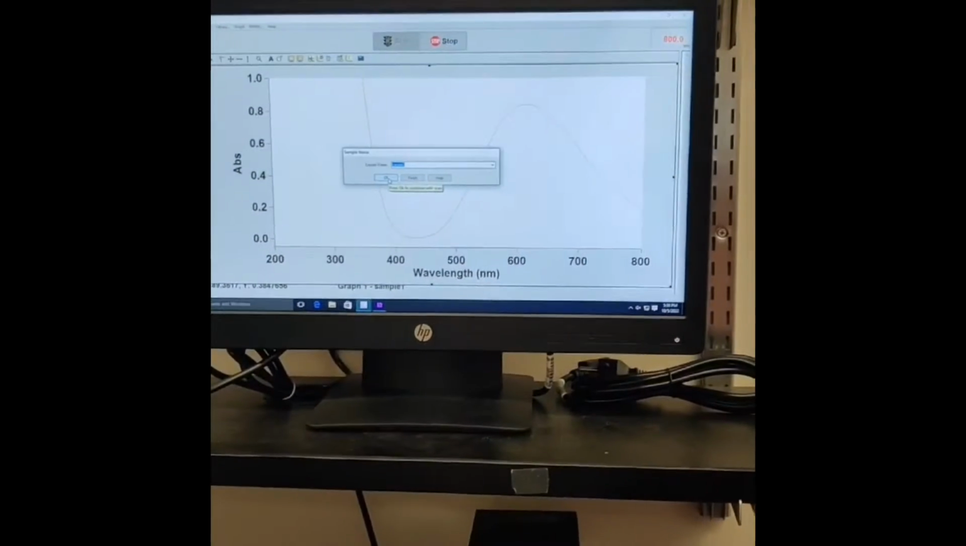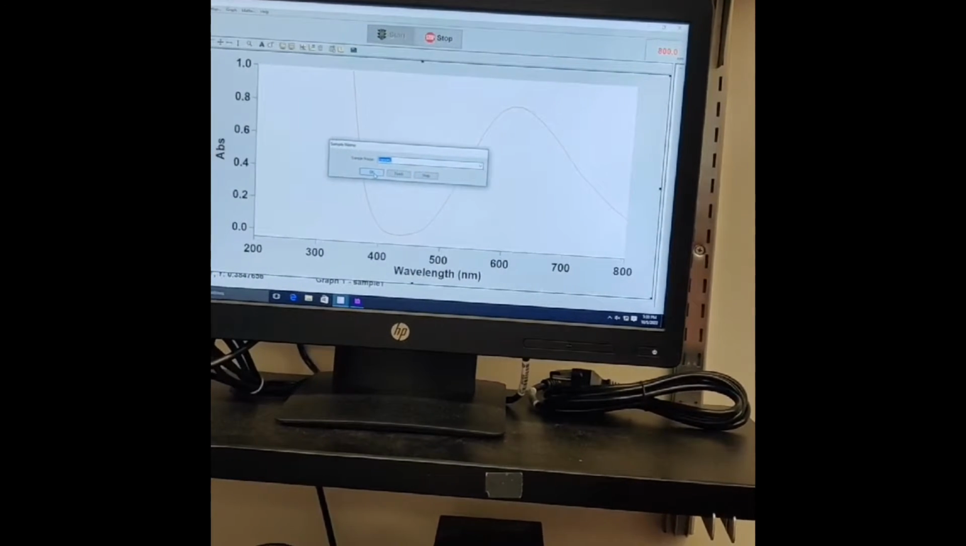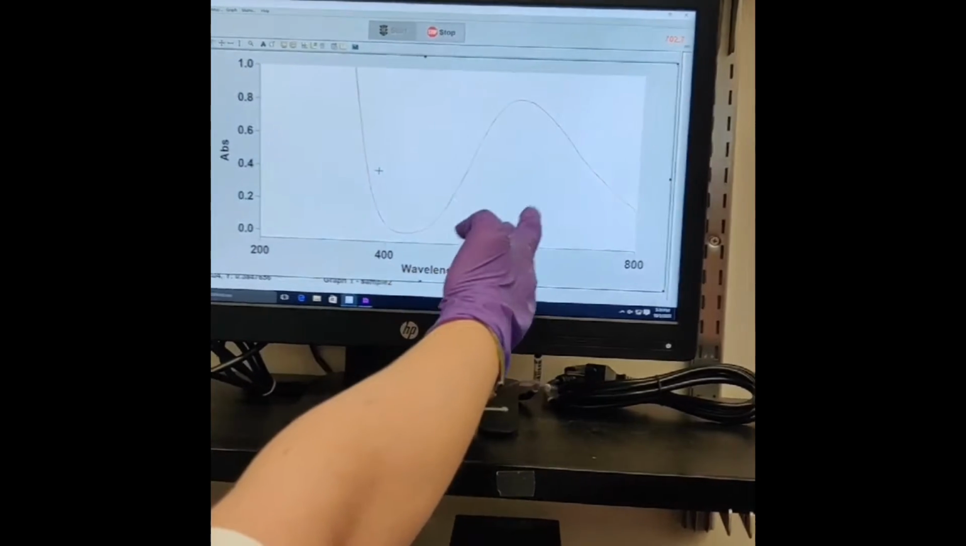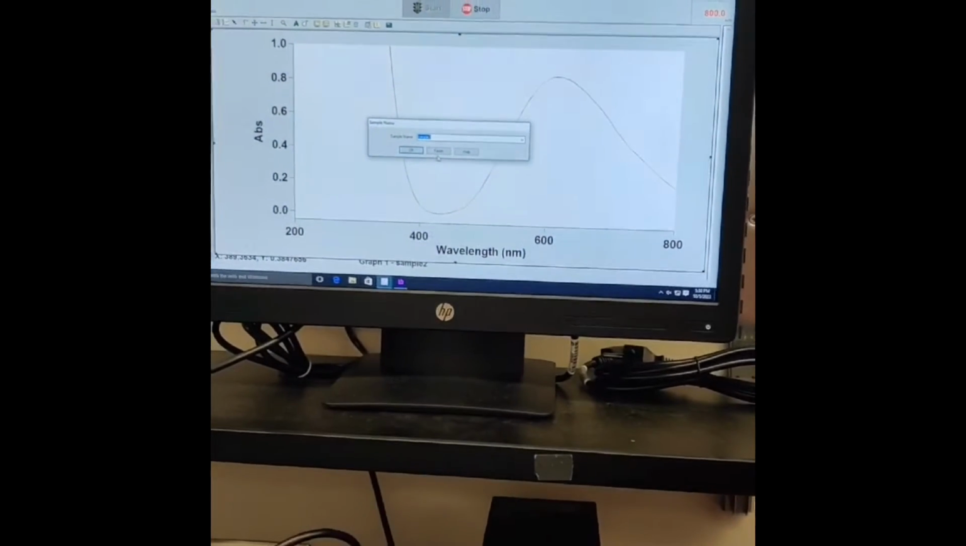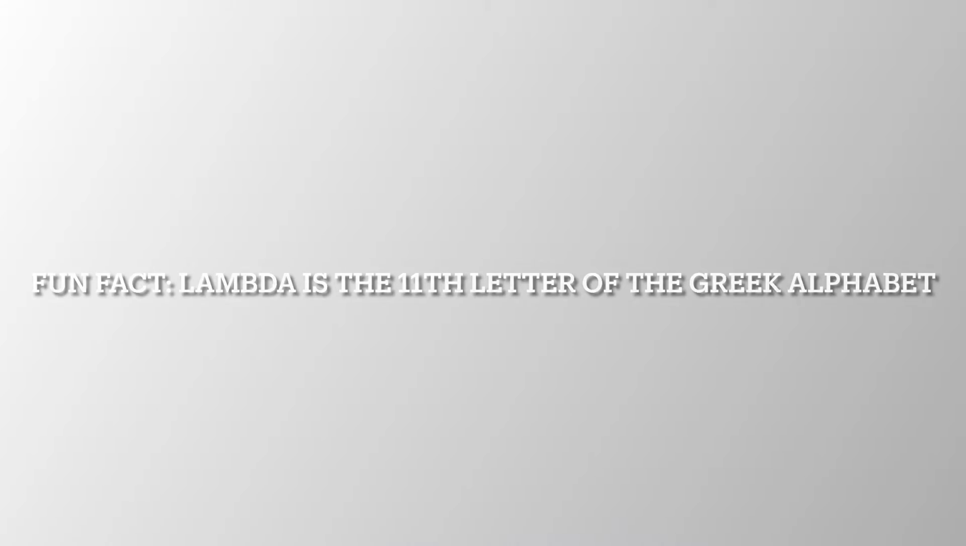You scan across all wavelengths to prevent using a wavelength that would cause photodegradation, and to find the lambda max, which is the wavelength where the maximum absorption occurs. This is necessary to minimize deviation from Beer's law. Once the lambda max is found, we can find the absorbance at that wavelength for all concentrations.